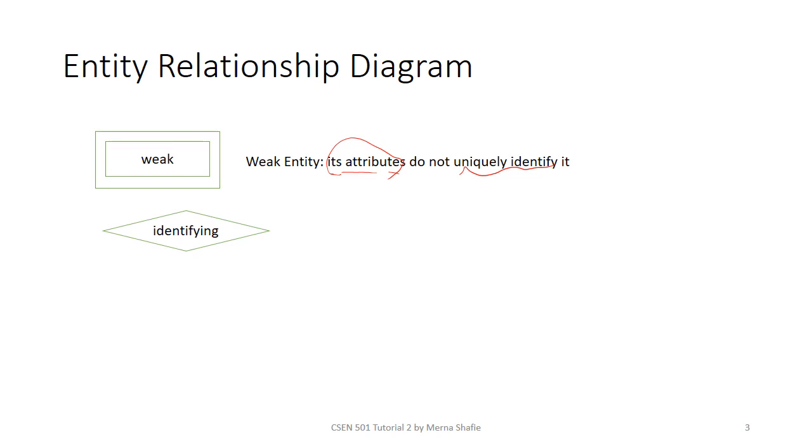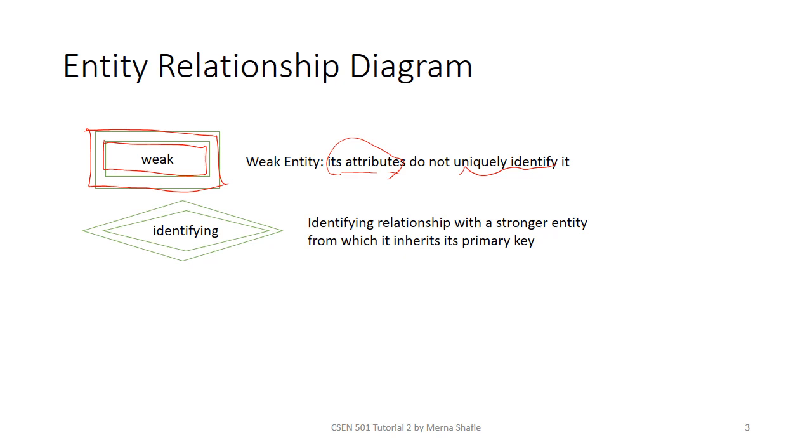We call this entity a weak entity, and we draw it like double squares. So the symbol, in order to see that this is a weak entity, is double squares, one inside the other. Okay? And how are we going at the end of the day to uniquely identify it?